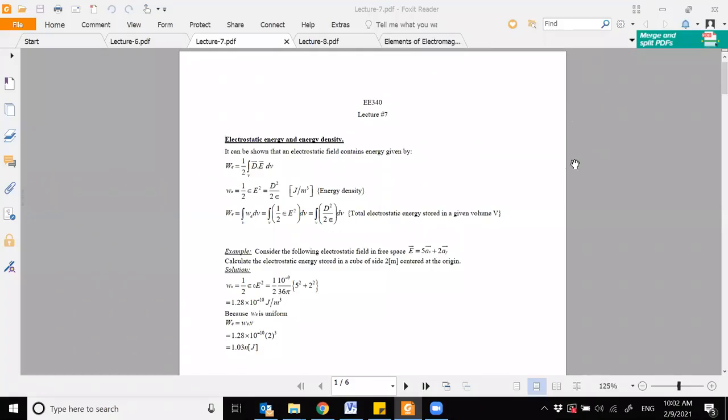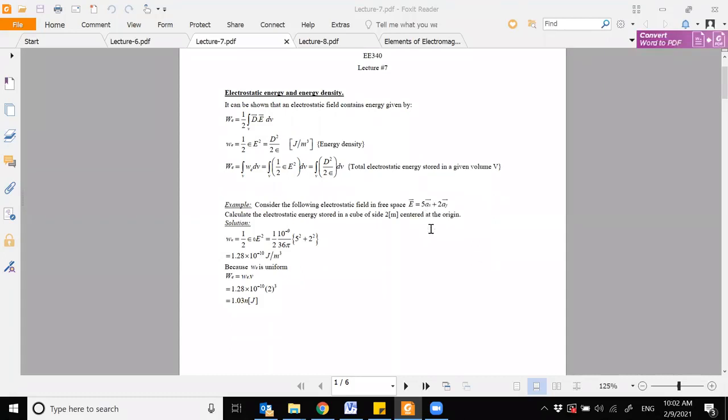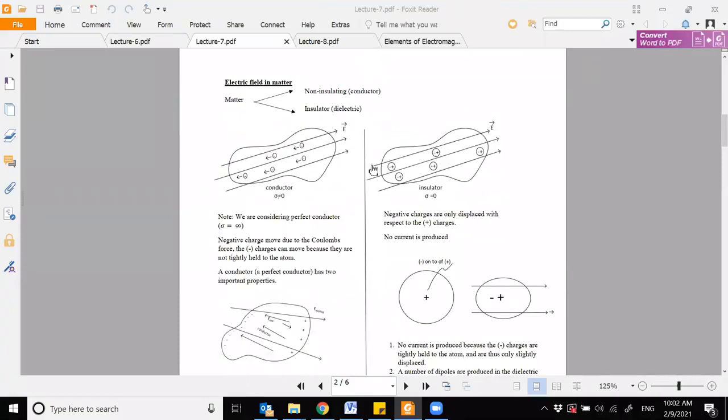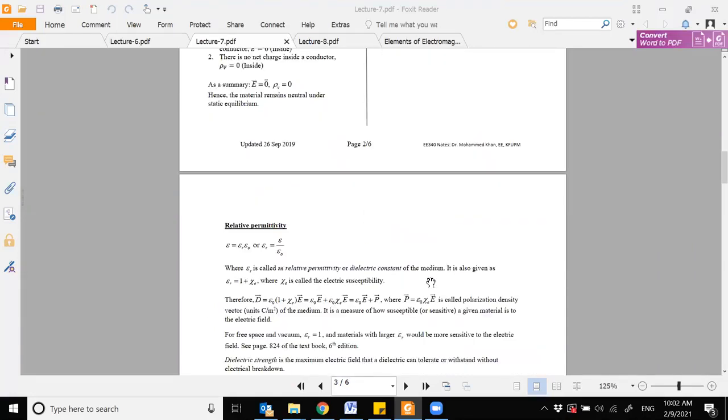So in the last class, we spent time looking at the energy and what is the expression of that. We took an example, and then we spent a good amount of time on electric field in matter, where we discussed how a conductor behaves under the influence of an external electrostatic field, and how an insulator behaves. And remember, both of them were neutral, so they were under equilibrium.